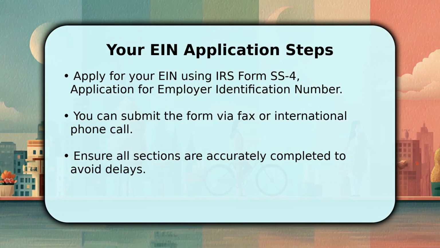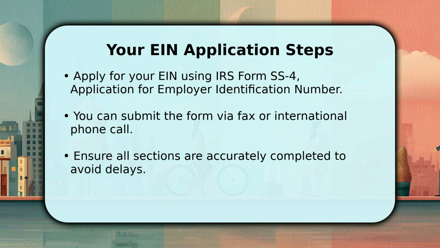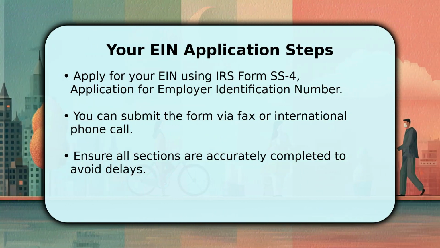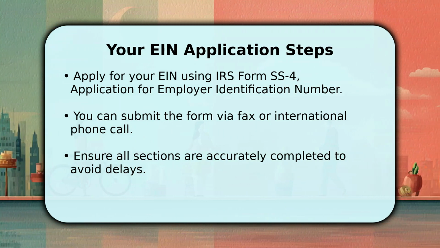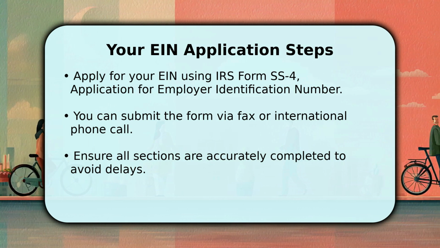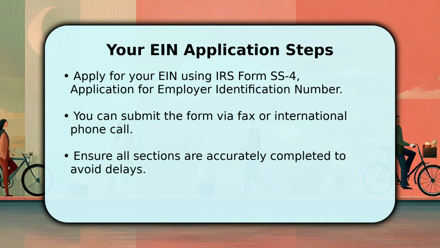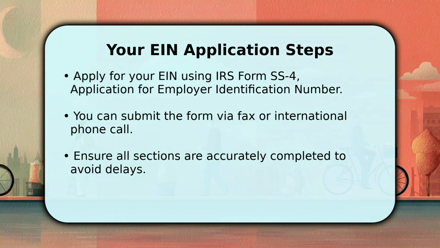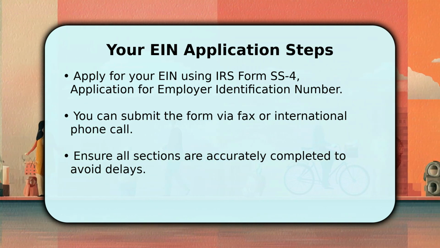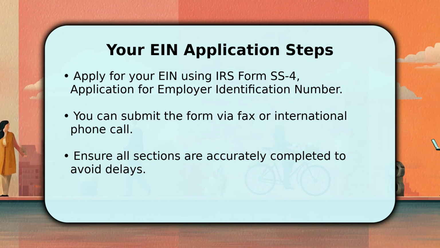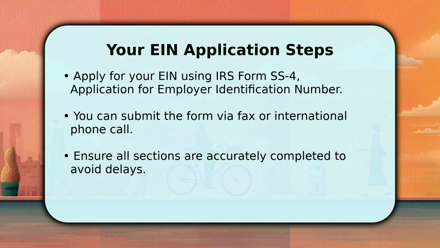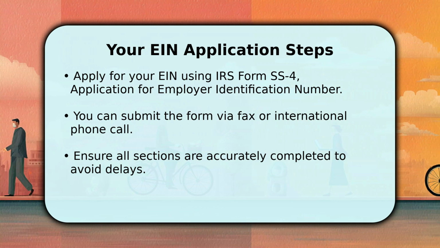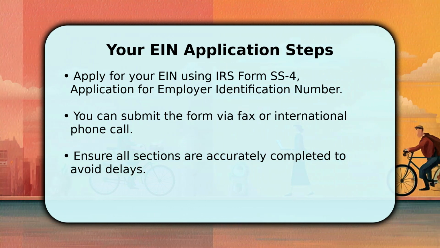The core of your EIN application revolves around IRS Form SS4, the application for Employer Identification Number. As a Pakistani applicant without a U.S. Social Security number, you cannot apply online. Instead, you'll need to submit the form via fax or make an international phone call to the IRS. Carefully fill out all sections, as any errors can significantly delay your application's approval. Accuracy truly streamlines the entire process.